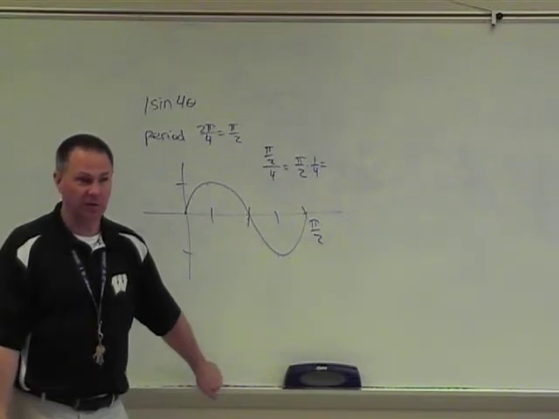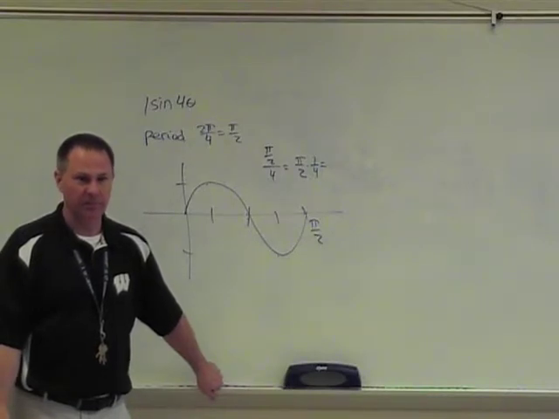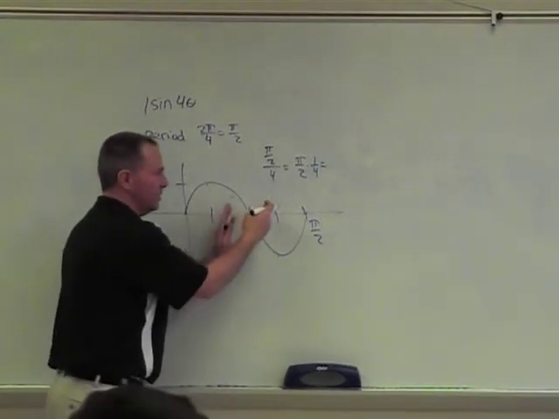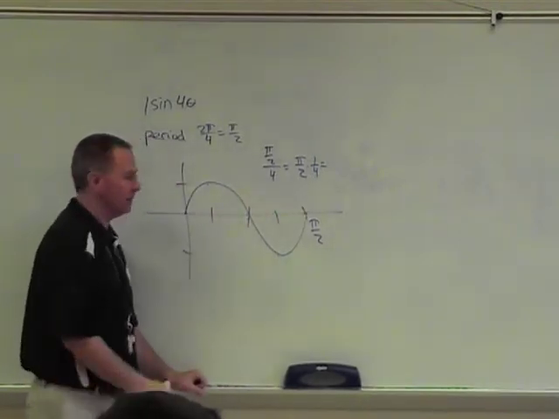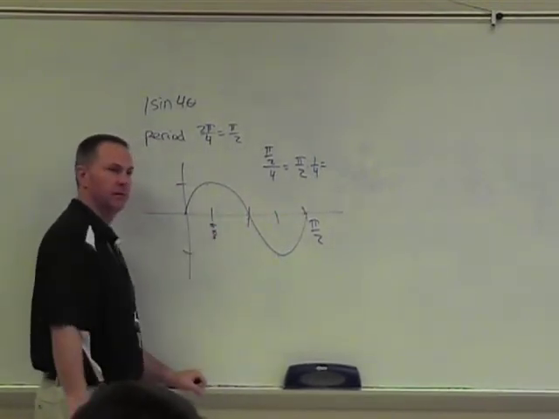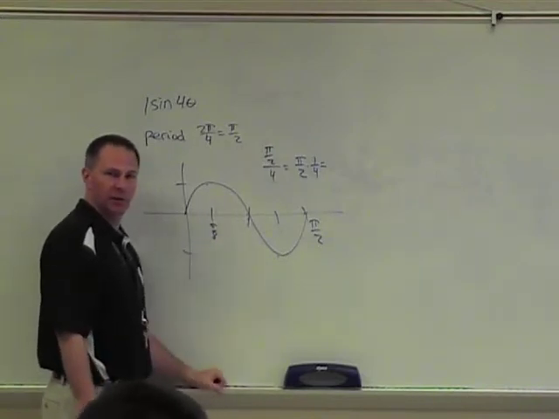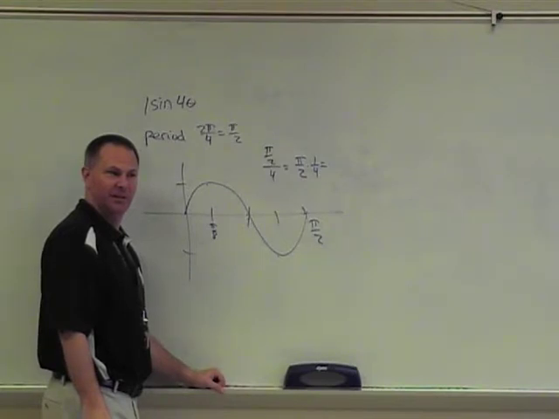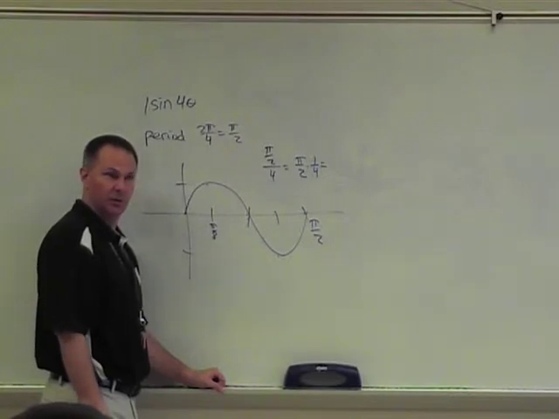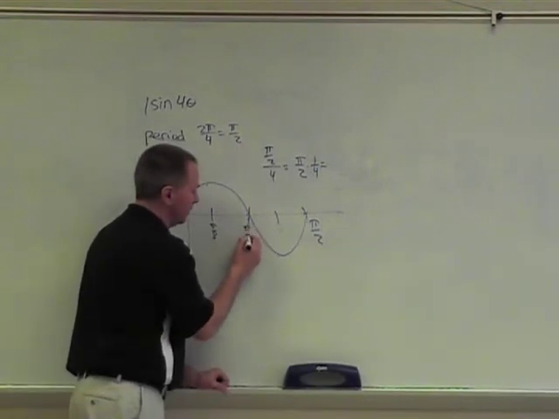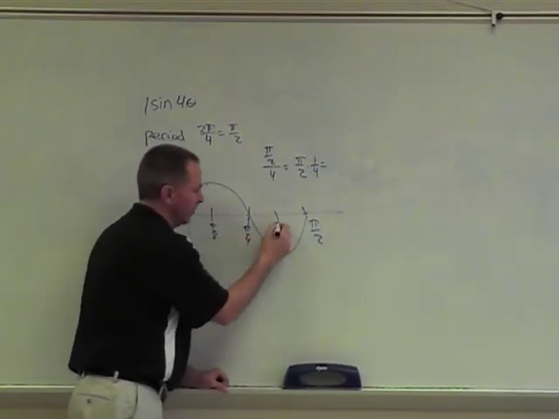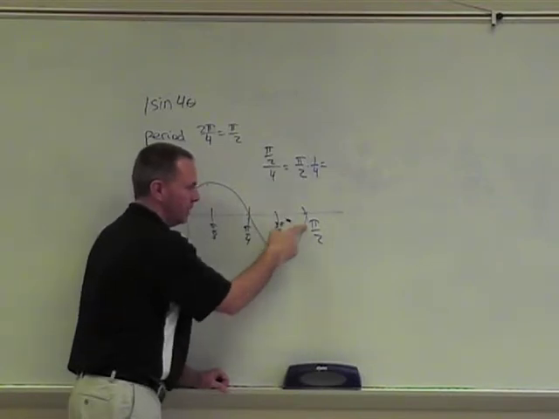Pi over 2 times 1/4 is pi over 8. So that means each of these is pi over 8 for a distance. What's 1 pi over 8 plus another pi over 8? What's 1 plus 1, please? 2 pi over 8. What's 2 eighths? 1/4, so that's pi over 4. All right, that's 2 pi over 8. That's 3 pi over 8. 4 pi over 8 is pi over 2.